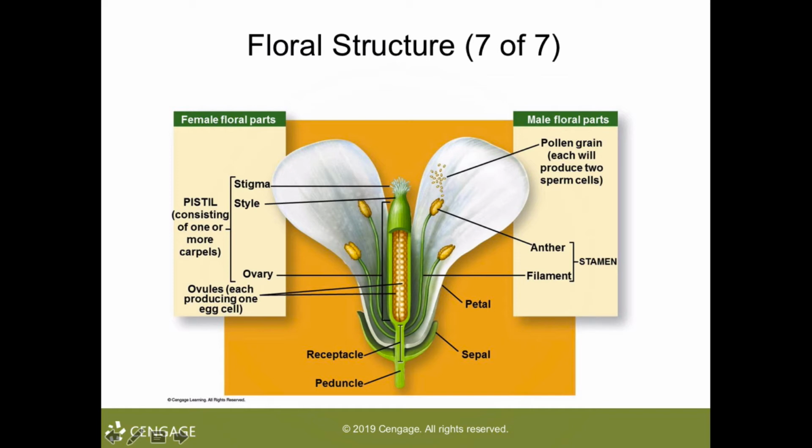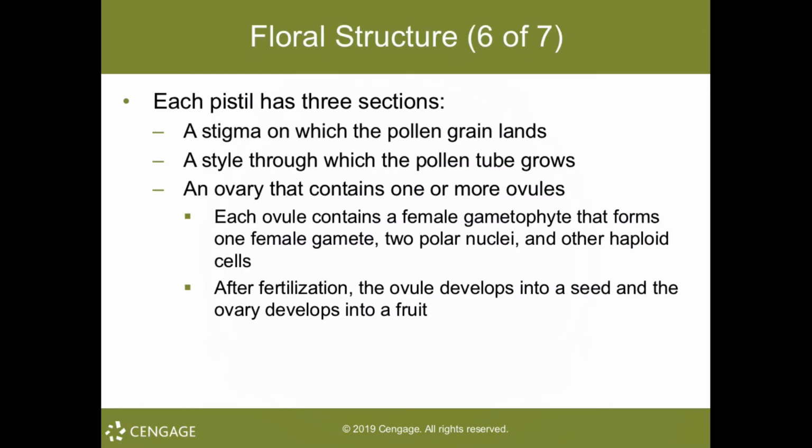Each ovule contains that female gametophyte, yes, I just said it, the female gametophyte that forms an egg. In addition, it contains two polar nuclei and several other haploid cells. After fertilization has occurred, the ovule will develop into a seed, and the ovary will mature into the fruit. So just make sure you take your time.